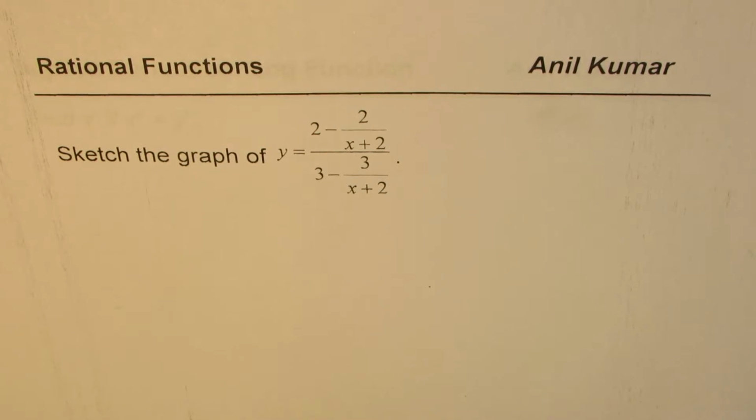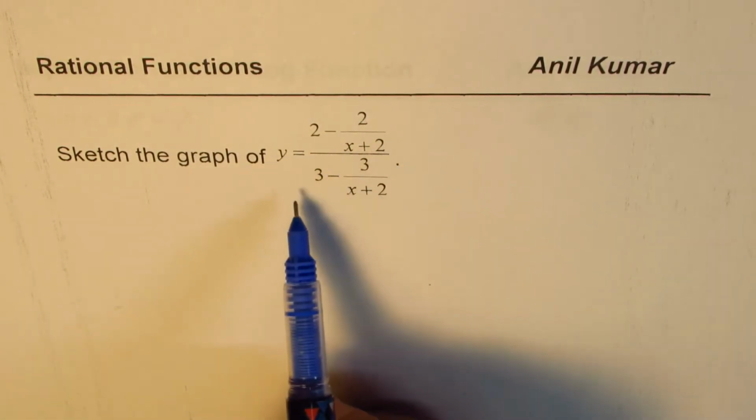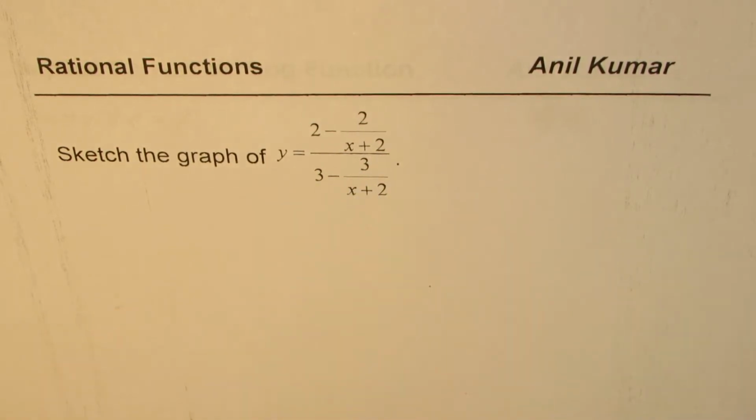This one is on rational functions. We need to sketch the graph of y equals (2 minus 2 over x plus 2), everything divided by (3 minus 3 over x plus 2). You can always pause the video, answer the question, and then look into my suggestion.